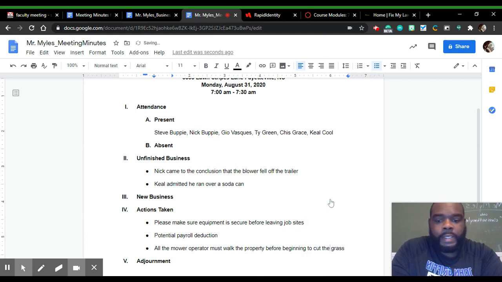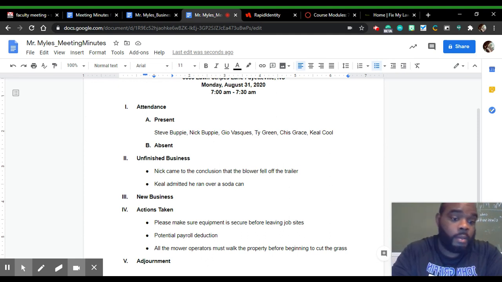And the leaders of the operation stress that it is important that all mower operators walk the property before beginning to cut the grass, because if you walk the property, you'll be able to pick up any debris that's in the yard, find any rocks or anything, because that can damage the equipment and potentially fly and hit and damage people. All right, so that's the unfinished business.